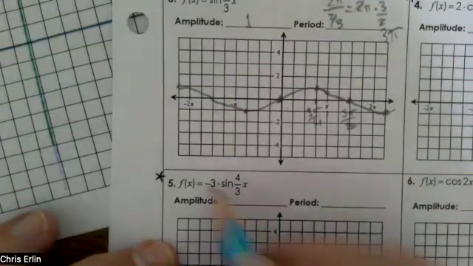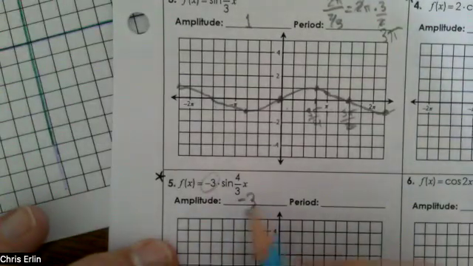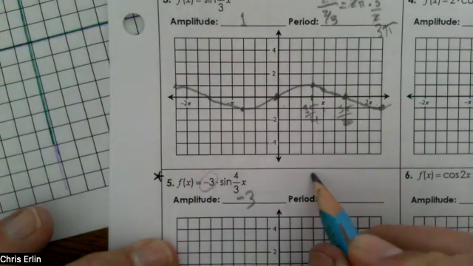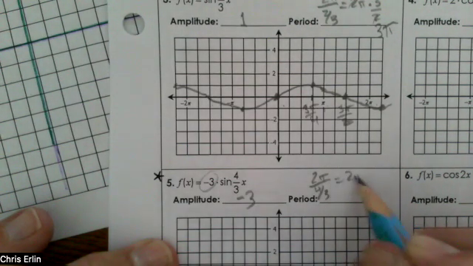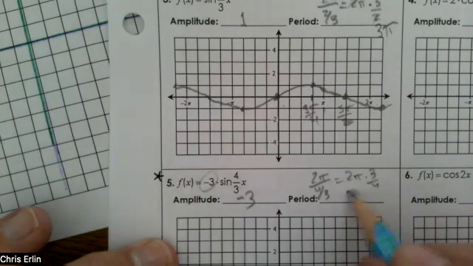This one's interesting. Our amplitude is -3. We'll talk about that in a second. Our period is going to be 2 pi divided by 4/3, which is 2 pi times 3/4, which is 3 pi over 2.